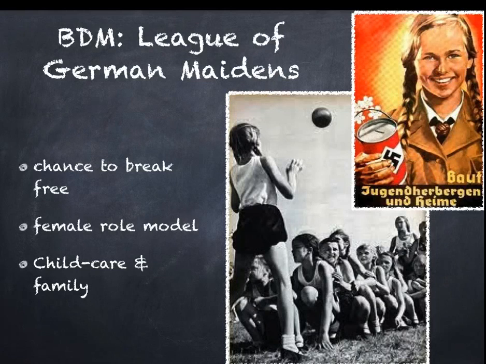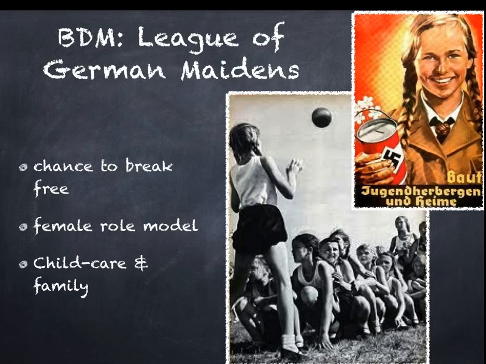The organisation for girls was the BDM, the League of German Maidens, and again, although the emphasis was on the three Ks, Kinder, Kirche and Küche, and apologies about my horrible German pronunciation, which means children, church and kitchen. In other words, girls were taught how to be good housewives. It was also, ironically, a chance to break free of the home environment, go again and mingle and mix with other young people.